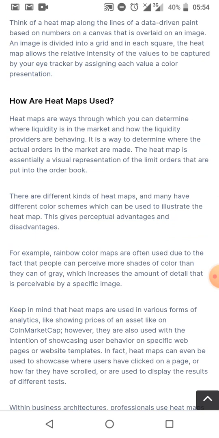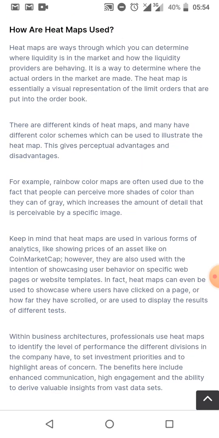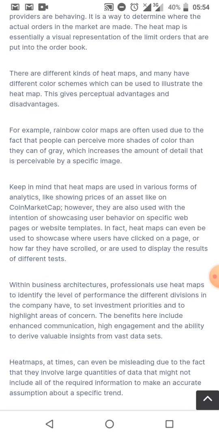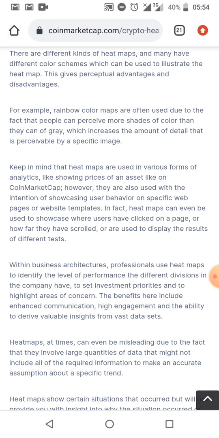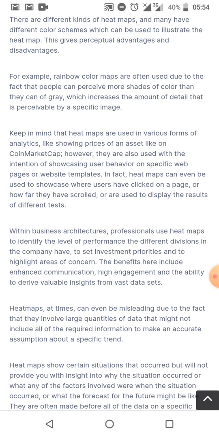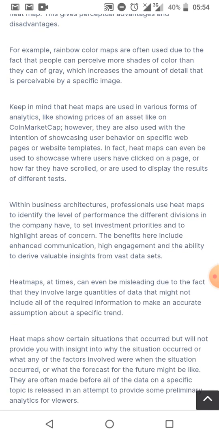I'm still going to drop the link to this article here for you to read more. It says, keep in mind that heat maps are used in various forms of analytics, like showing prices of an asset on CoinMarketCap. However, they are also used to showcase user behavior on specific web pages or website templates. Heat maps can even be used to showcase where users have clicked on a page or how far they have scrolled. Those are some of the things heat maps are used for.